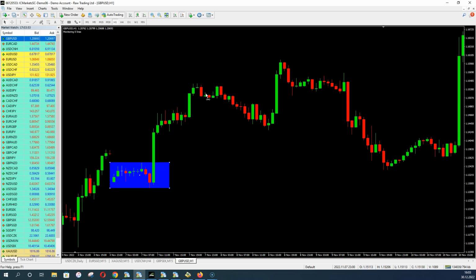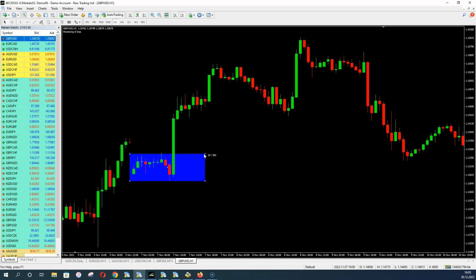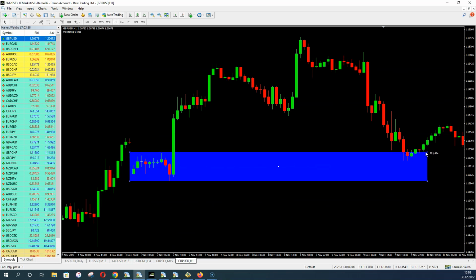Let's do this. We go with our box here. Let's make sure that we covered the spikes again here. This is now our demand zone. We drew it after we had this green candle and this balance zone before. And as you can see, price comes like magic exactly back to our demand zone.